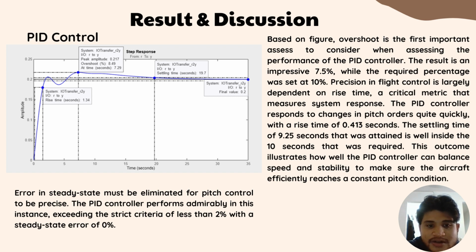The PID control responds to a change in pitch order quickly, with a rise time of 0.413 seconds. The settling time of 9.25 seconds that was attained is well inside the 10 seconds that was required. This outcome illustrates how well the PID controller can balance speed and stability to make sure the aircraft efficiently reaches a constant pitch condition.